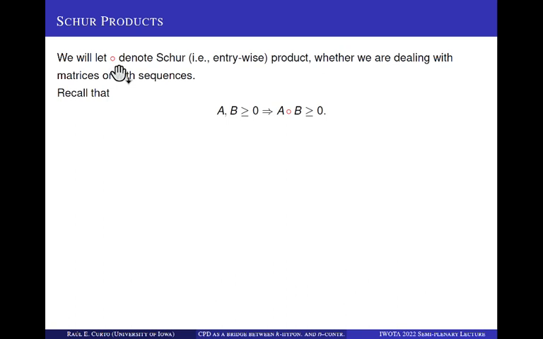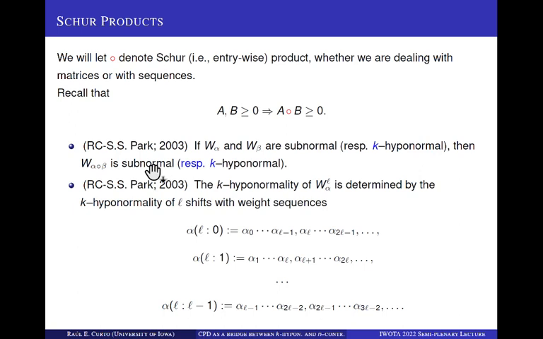Okay, so let's talk a little bit about Schur products. We're going to denote by circle red the Schur product, meaning that we multiply the sequences entry by entry, or we multiply the matrices entry by entry. So with Sang Soo Park, we show that if W alpha and W beta are subnormal, respectively k-hyponormal, then the Schur product is also subnormal, respectively k-hyponormal. What happens is that since subnormality and k-hyponormality are described in terms of positivity of Hankel matrices, and two positive matrices lead to a Schur product which is also positive, that's why the first result holds.